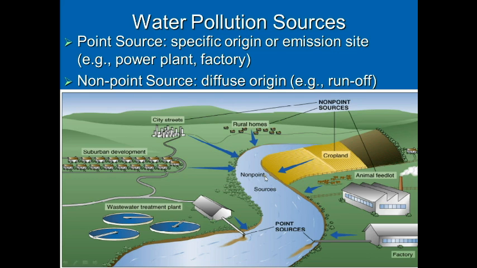So here is a schematic showing point sources and non-point sources. So our non-point sources are things like agricultural cropland, feedlots, rural homes, a city, a suburban development. Notice no pipe. Compare this to point sources. Here is a wastewater treatment plant with a pipe right into whatever body of water this is. Here is a factory that also has a pipe.